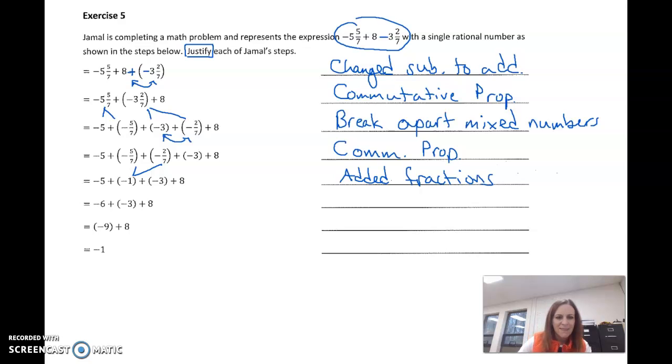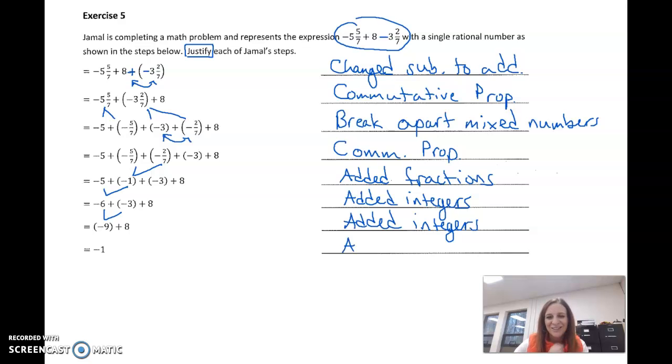All right. And then, oh, look at it, he added -5 and -1 together. So he added, I'm going to call them integers. Added integers. And then here he went -9, -3. Guess what he did? He added integers. Could say followed order of operations too. And he added integers. Okay.